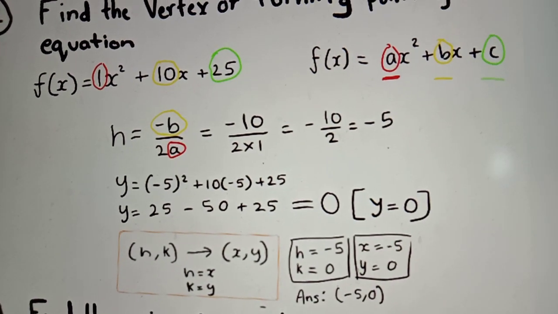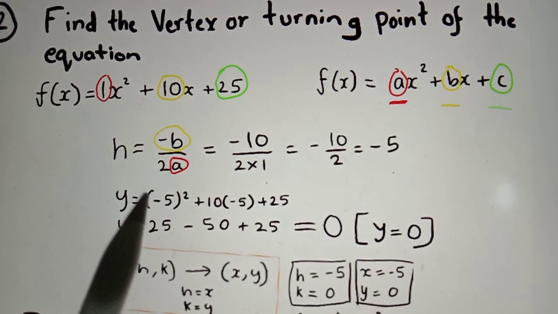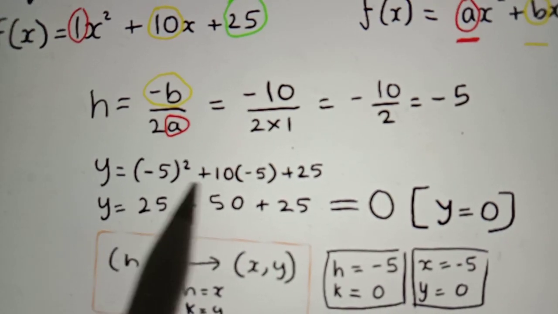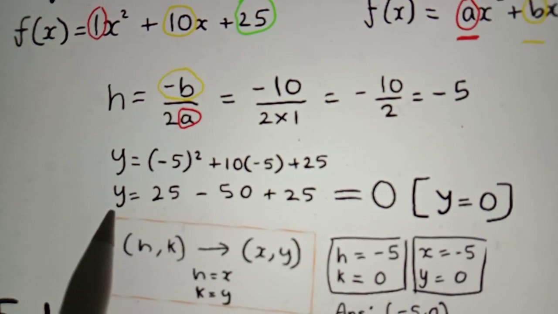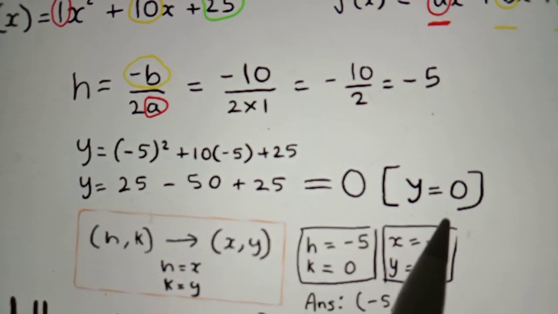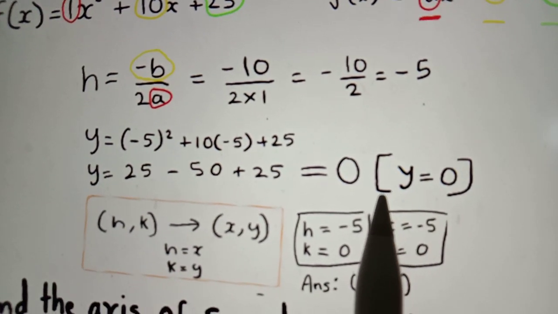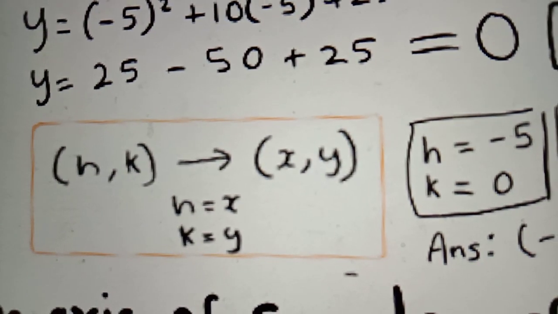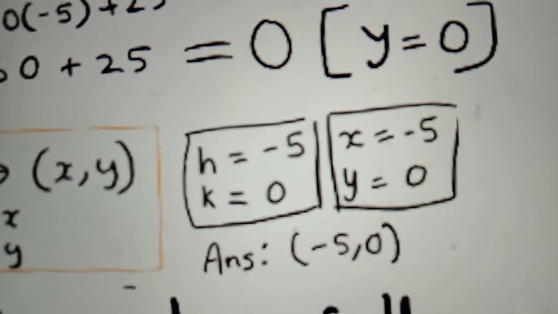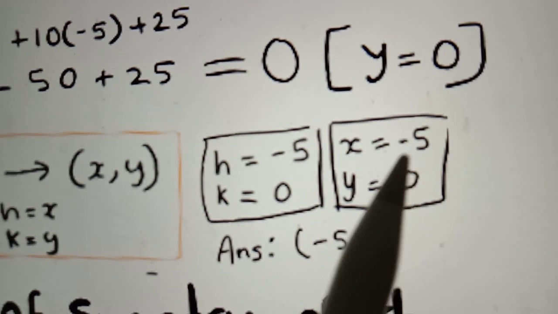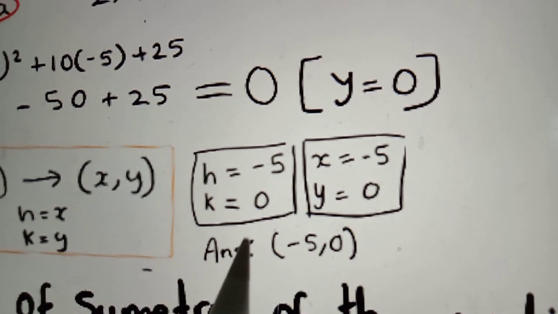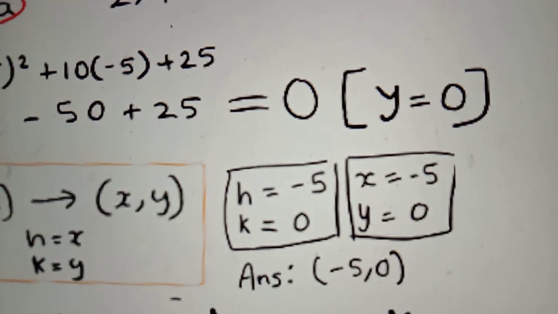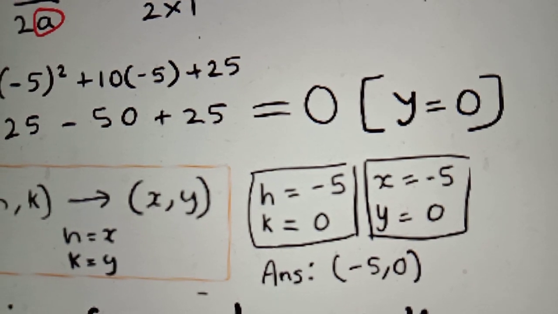And as we said before, h is equal to x. So we can replace the h value, negative 5, into the x value. So you've got negative 5 replaced here and negative 5 replaced here. Then you further simplify it, and you get the y value is equal to 0. The y value is nothing but just the k value, as you can see here. h is equal to negative 5, and so x is equal to negative 5. And k is equal to 0, and y is also equal to 0. And the answer is (negative 5, 0). This is called the turning point or vertex.